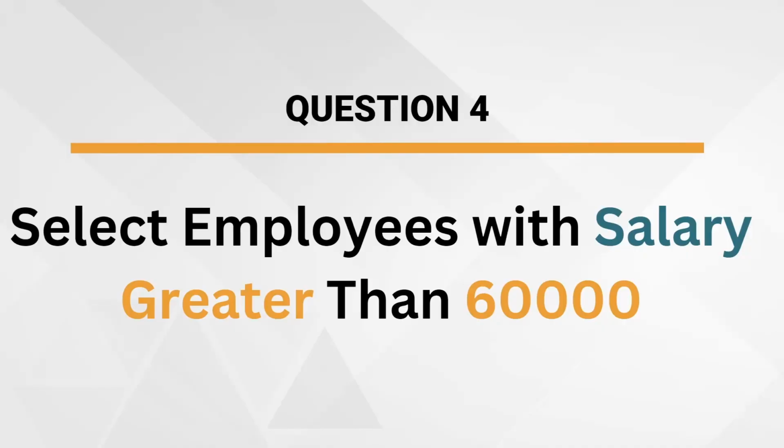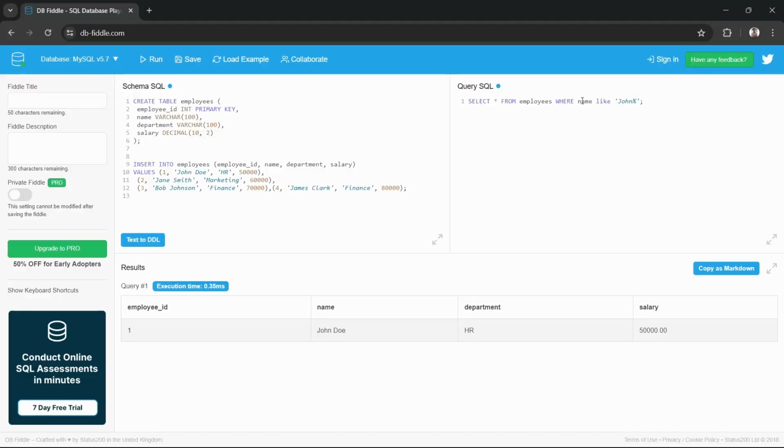Now, if you want to find the employees with salaries greater than 60,000, how can we do it? Similarly, after WHERE, write salary is greater than 60,000. Now run it, and you'll find all the employees whose salary is more than 60,000.